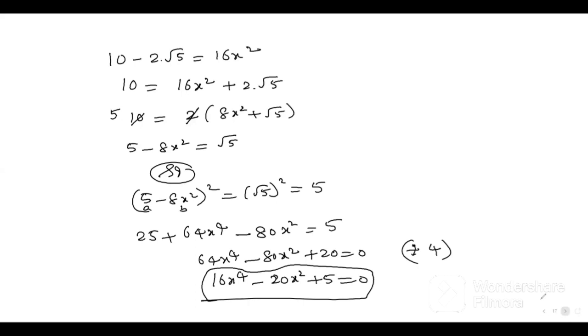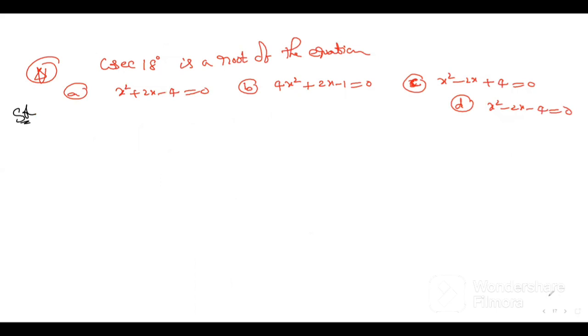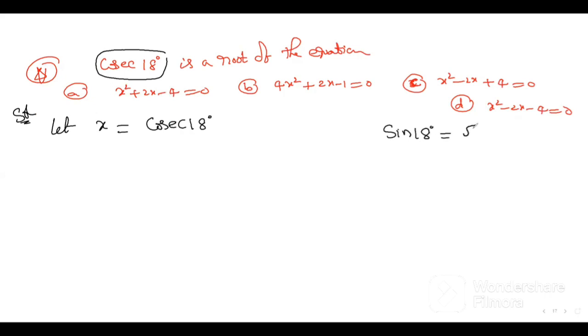Okay, now I am going to explain the next question. Cosecant 18 degrees is the root of this equation. Let us take x is equal to cosecant 18 degrees. Cosecant 18. So we have sin 18 is equal to root 5 minus 1 by 4. Cosecant 18 is 4 by root 5 minus 1. Okay, 4 by root 5 minus 1.